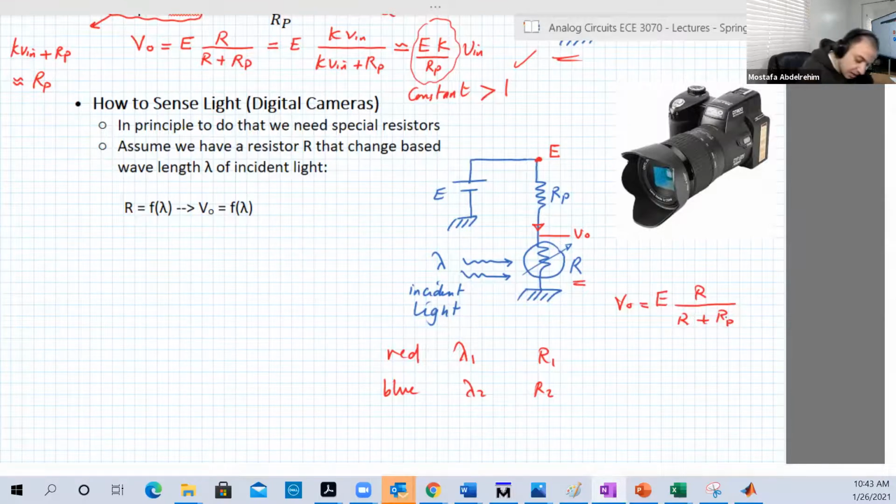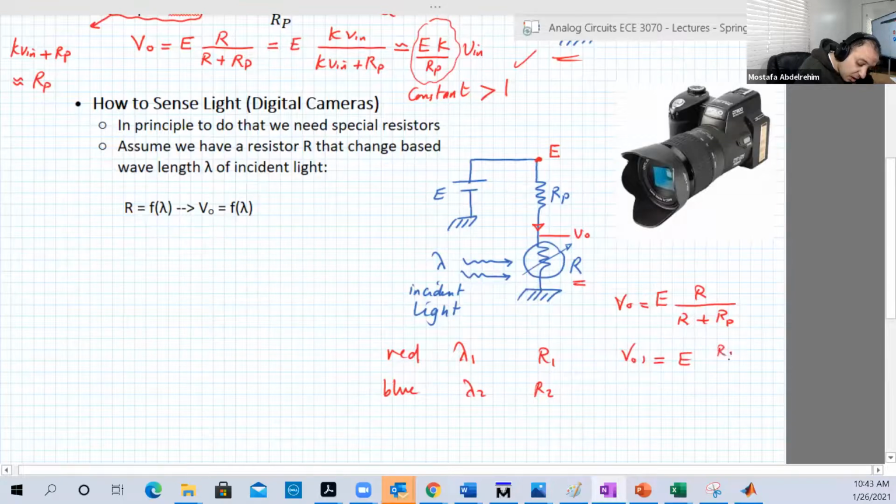So basically, if the incident light is lambda 1, which is red, we have VO1 equal to E times R1 over R1 plus RB. If the incident light is blue, lambda 2, we have E times R2 over R2 plus RB, a different output, right?